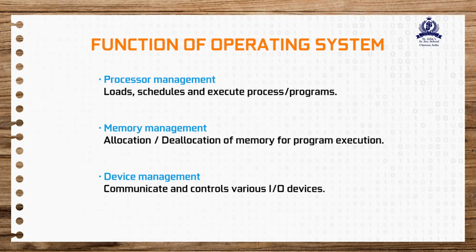In memory management, the operating system allocates and deallocates memory for program execution. We already discussed memory management in computer system organization. What is the use of memory management? It is a temporary memory only. So once the task is completed, it clears the memory for the next task. So that is the functionality of memory management, and it is done by the operating system.